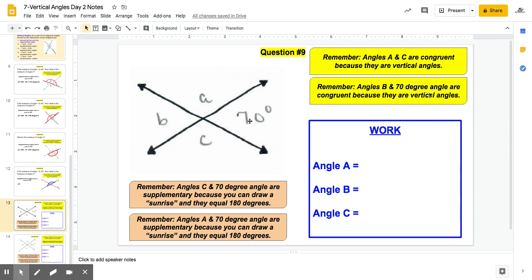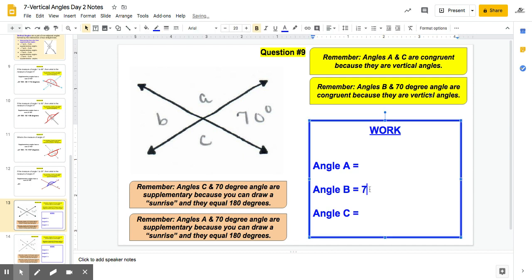I know that this angle is 70 degrees. What I would do is first find the measure of angle B, because angle B and the 70-degree angle are vertical angles, which means they have to be equal. Finding the measure of angle B is the simplest because I do not have to do any math. Since angle B and the 70-degree angle are vertical angles, angle B must equal 70 degrees because vertical angles are congruent.